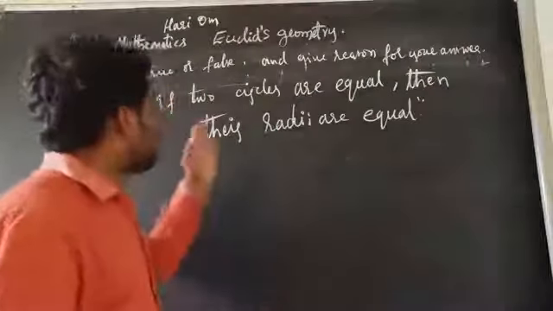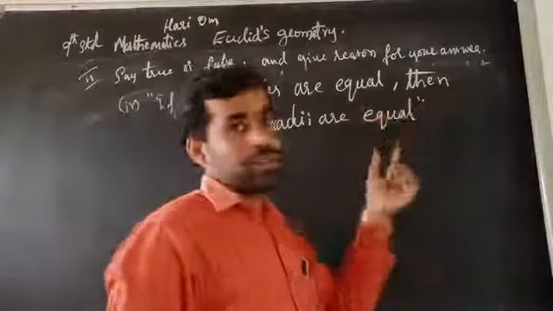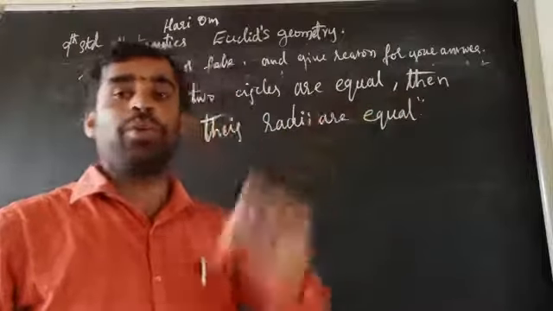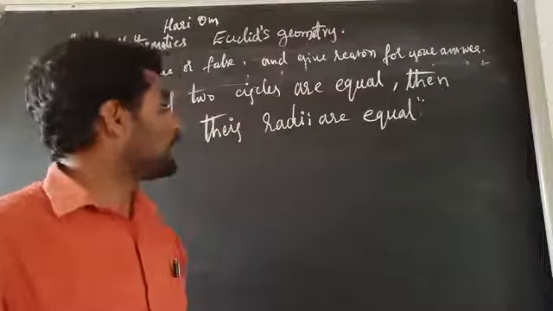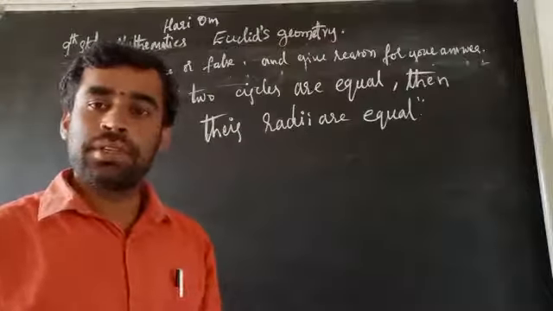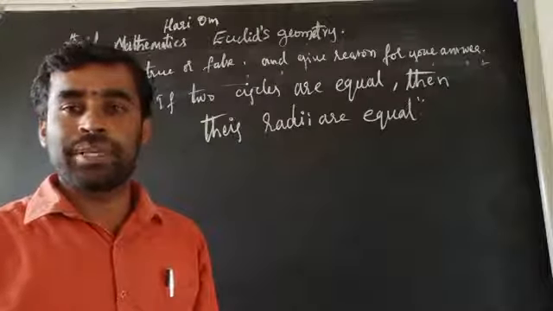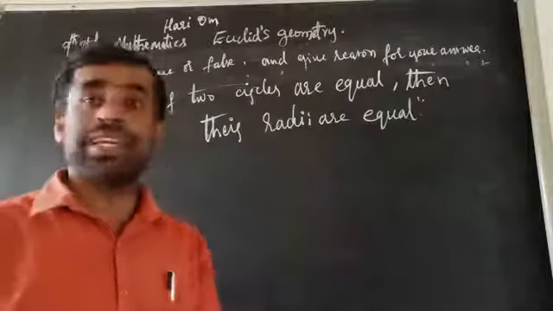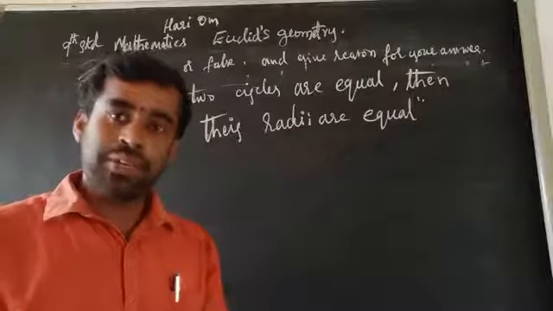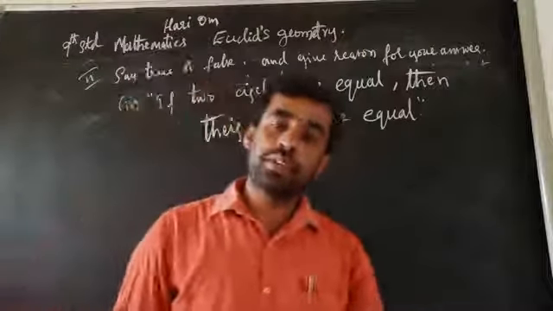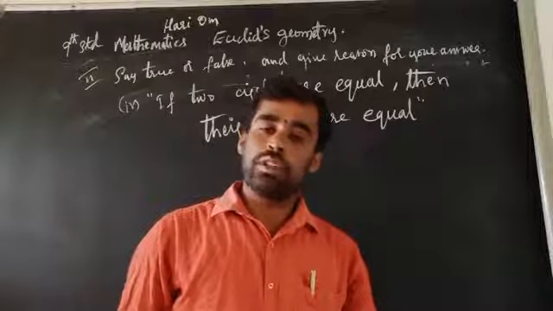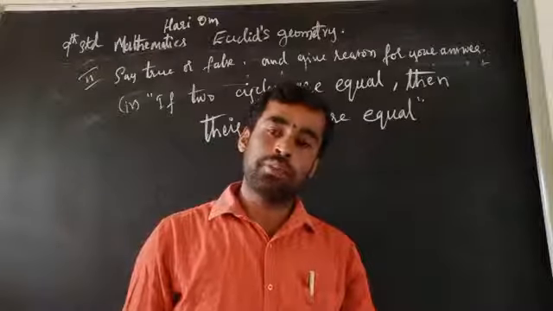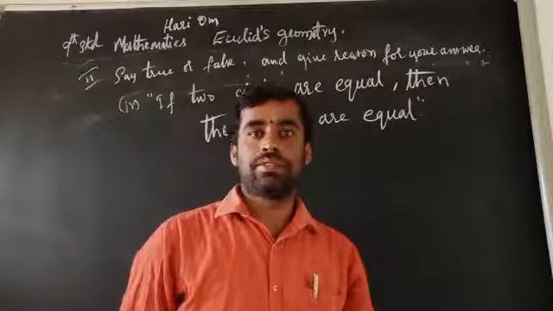Here, if two circles are equal, then they are said to be congruent. Then their radii are equal. The question itself has the clear answer. When two circles are equal, then they are said to be what? Congruent circles. The congruent circles have what? The same radii. Is it clear?